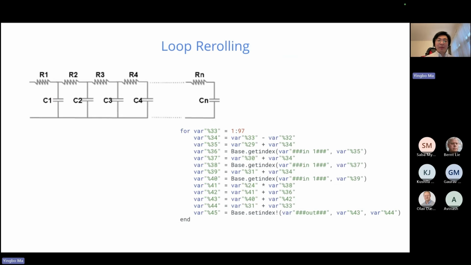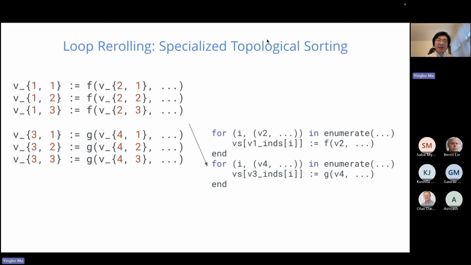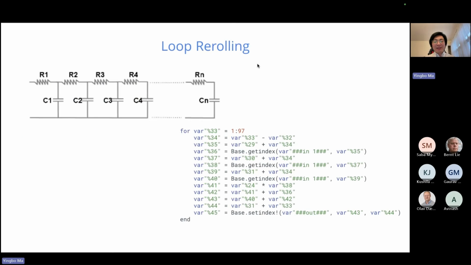So in here, with 100 RC elements, where n equals 100 in this case, we will get back a loop of length 97. We don't get 100 because there are boundary conditions, right? And also, as I mentioned earlier, the loop rerolling process, because of the topological sorting problem, is not always done optimally. So sometimes we miss a few iterations, and that tends to be okay in practice.